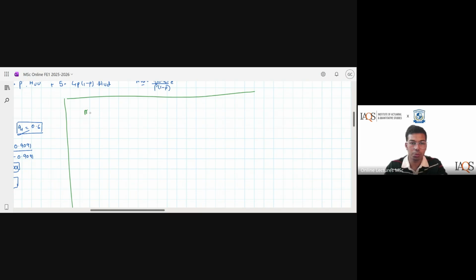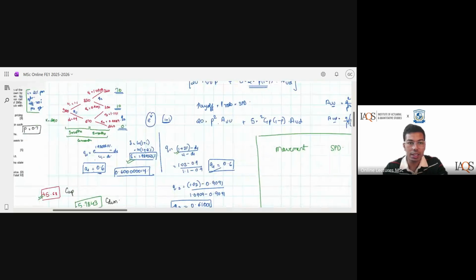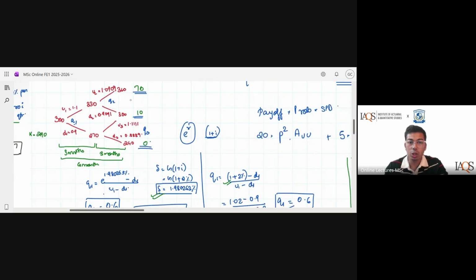Let me write movement. Let me write state price deflator. Can I say they are first asking me to calculate the state price deflator at each of the nodes? What are the movements that I have?